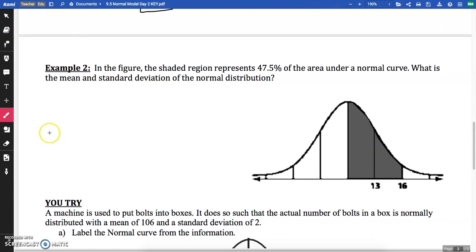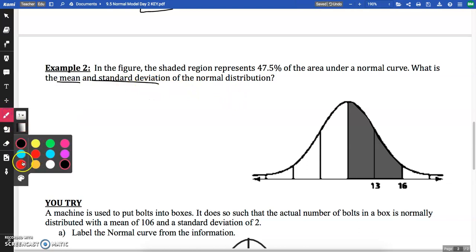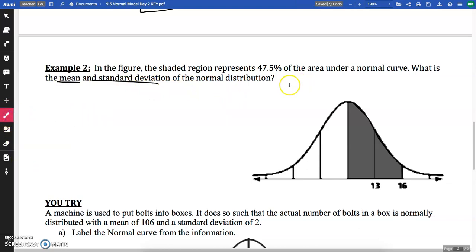It says, in the figure, the shaded region represents 47.5% of the area under a normal curve. What is the mean and standard deviation of the normal distribution? So we're basically just working backwards here a little bit. We have some information on our normal curve. So if I look at the picture, I have a value of 13 and a value of 16.